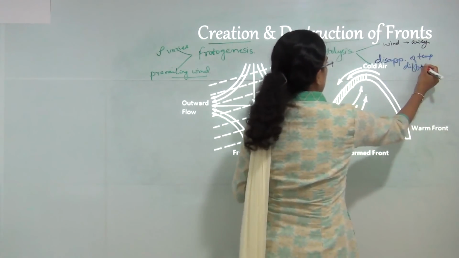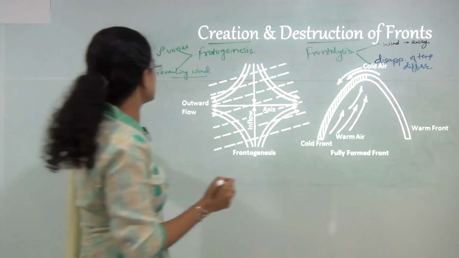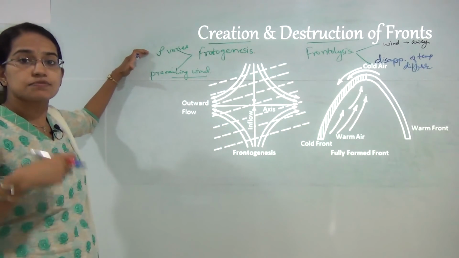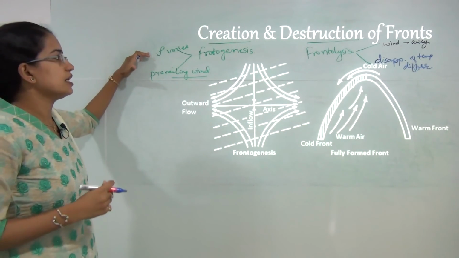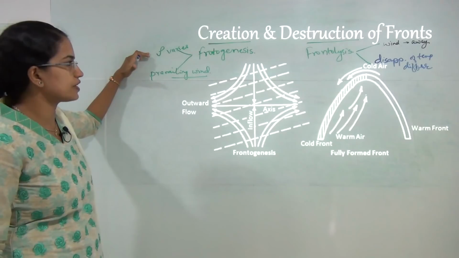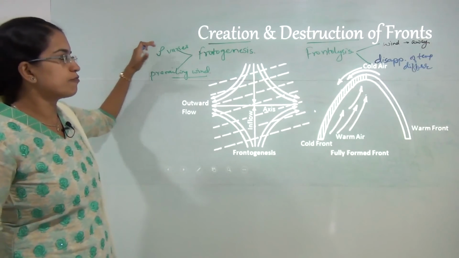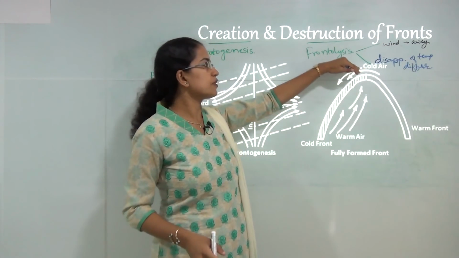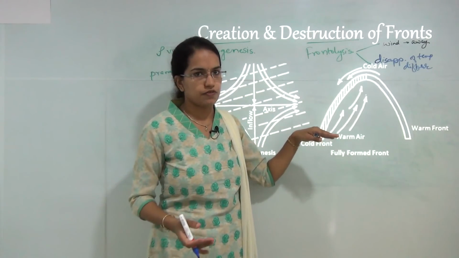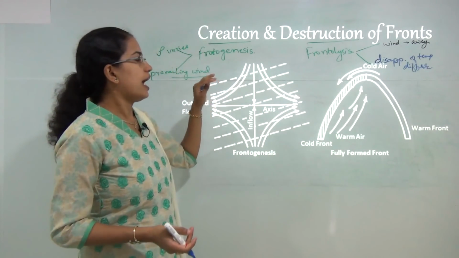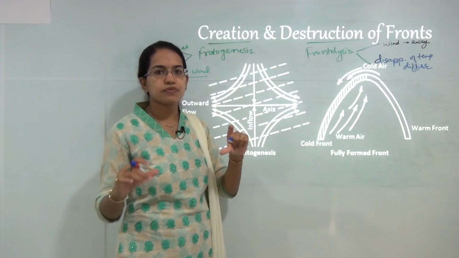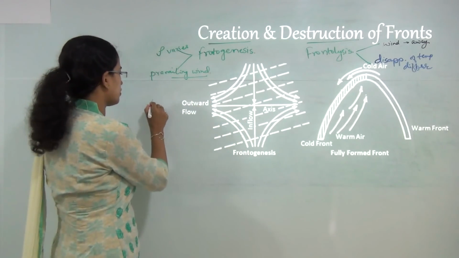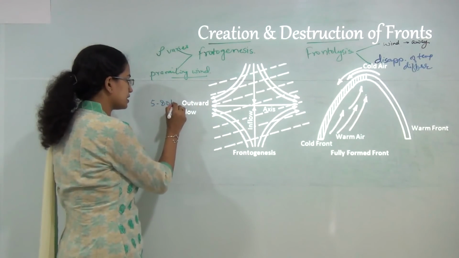Now if I say both the conditions for frontogenesis take place together, what would happen? There would be rapid formation of the fronts. However, if both the conditions for frontolysis take place together, there would be rapid destruction of the front. So fronts, as I said, are non-linear. They can be seen in a zonal width of around 5 to 80 kilometers.